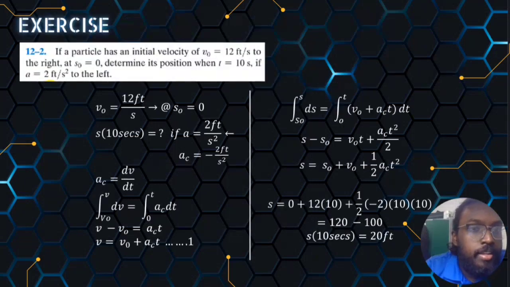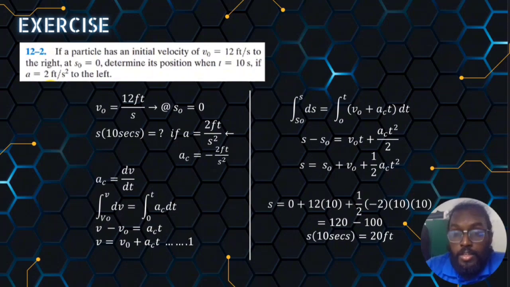Exercise: if a particle has an initial velocity of 12 feet per second and position equal to 0, determine its position when t equals 10 seconds if acceleration is 2 feet per second squared to the left, which means left is the opposite direction of our velocity, so acceleration will be negative. By using the acceleration, we will integrate once to get the velocity equation and integrate one more time to get the position equation. By using the position equation, we will substitute our value and we will get position at 10 seconds is equal to 12 feet.